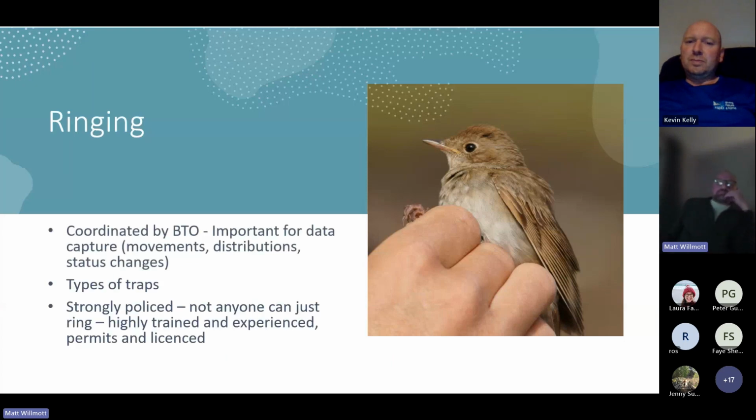Over to you, Kev. Yeah, so just a little bit about ringing and how that plays its part. So as Matt mentioned earlier, we've been able to find out quite a lot about birds, and ringing plays a big part in that. And it still is relevant. It's one of these things now with growing technology such as geolocators and GPS and lots of other devices that are getting smaller and smaller and have been able to be used on birds, that ringing has not become an obsolete practice.